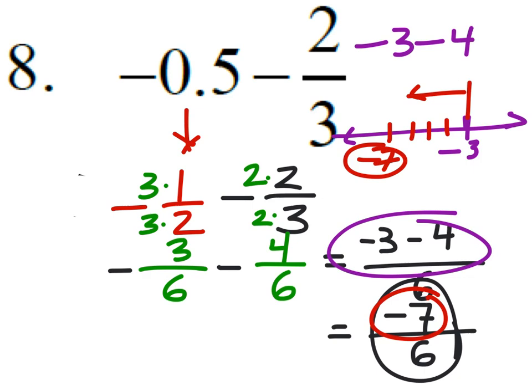Alright, let's address the 1/2 issue. So that's -0.5. 5 is in the tenths position. So this really is -5/10. And we can simplify this by dividing both the 5 and the 10 by 5, which would give us -1/2.